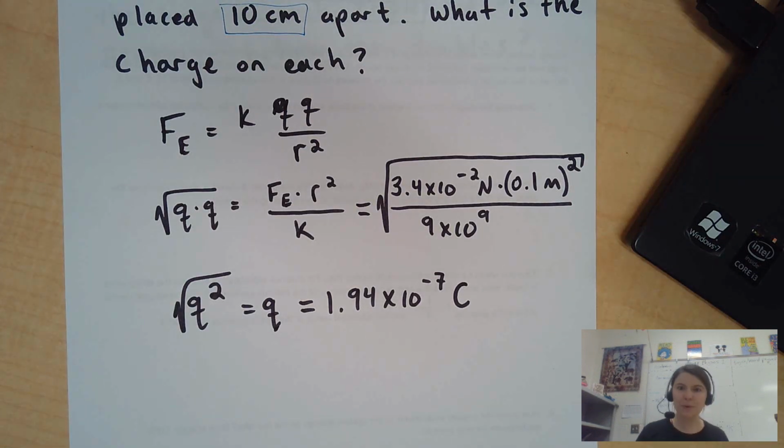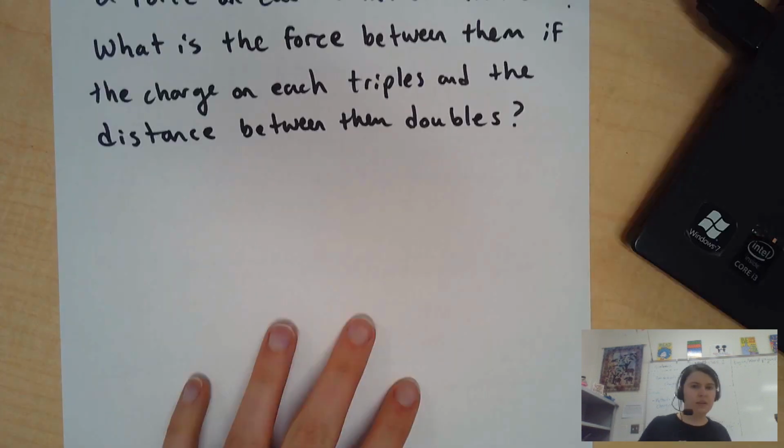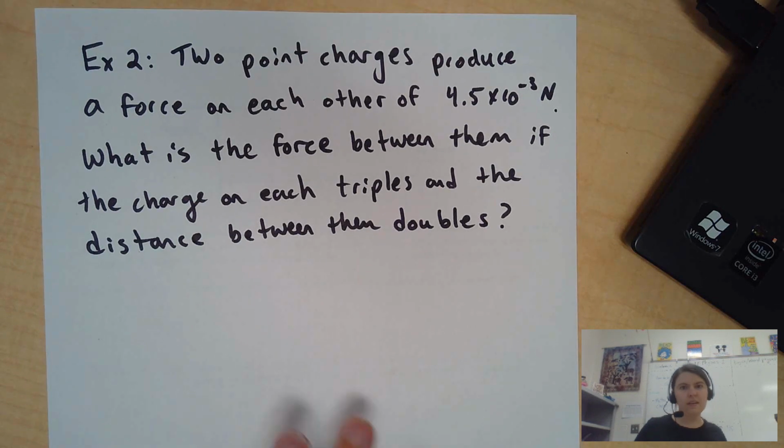Okay, one more example, a different kind of example. So in this question, two charges produce a force on each other of 4.5 times 10 to the negative 3 newtons. What is the force between them if the charge on each triples and the distance between them doubles? That is kind of different. We're only given one number, but we can actually still do this problem. Even without knowing what the exact charge is or without the exact distance, we can do this. And it all comes down to proportions.